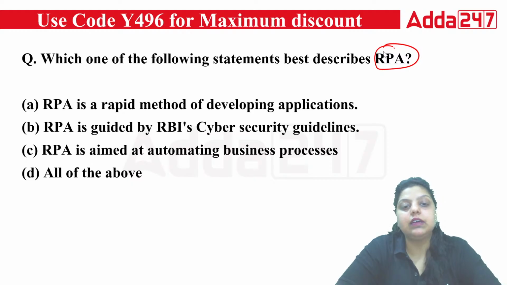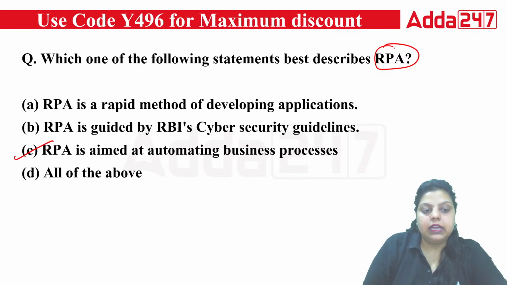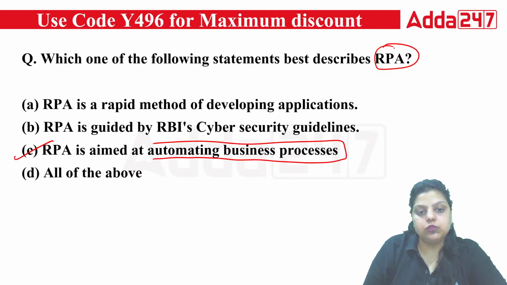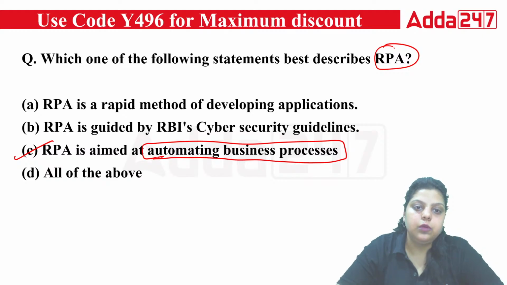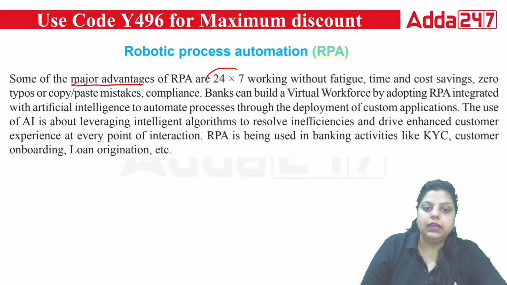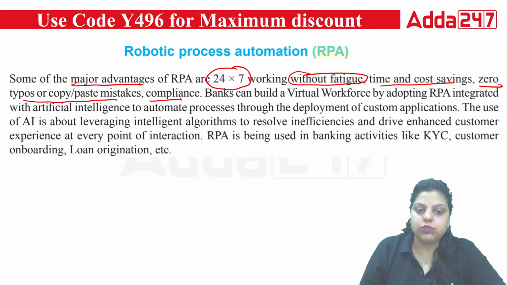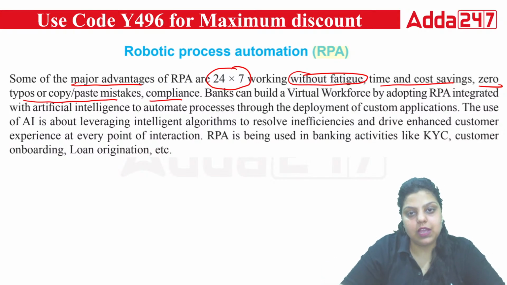Okay, so the right answer here will be, first of all, it stands for robotic process automation. RPA stands for robotic process automation, and it is aimed at automating business processes. So you can see the major advantages of RPA: it works 24/7 without fatigue, there are time and cost savings, zero typos or copy-paste mistakes, and compliance is better. These are the major advantages of robotic process automation.